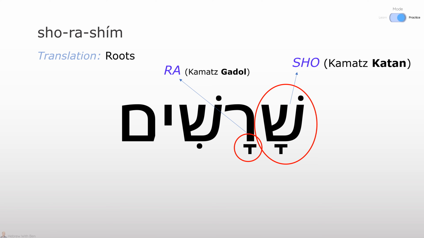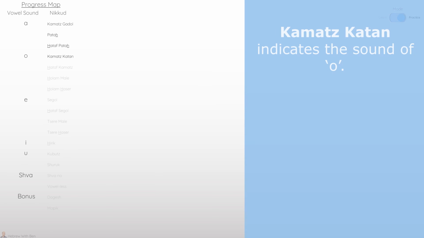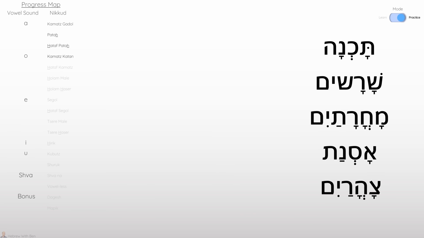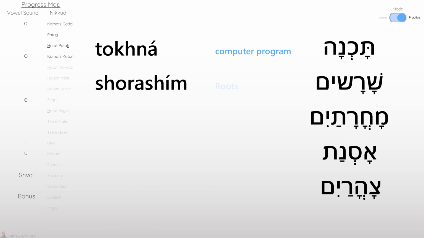To conclude, Kamatz Katan indicates the sound of O. In the last part of the lesson, we will see practice words. Your goal is to read the syllables created by the Nikud signs we have recently learned. I will pronounce each complete word after several seconds. The words are Tochna.